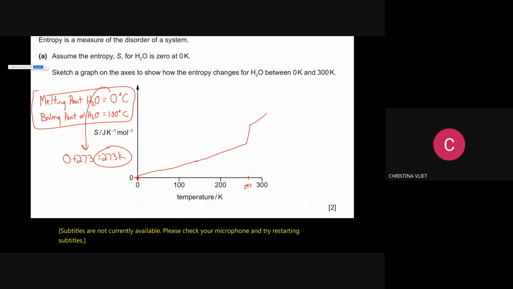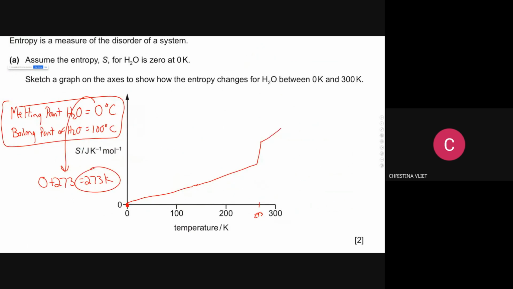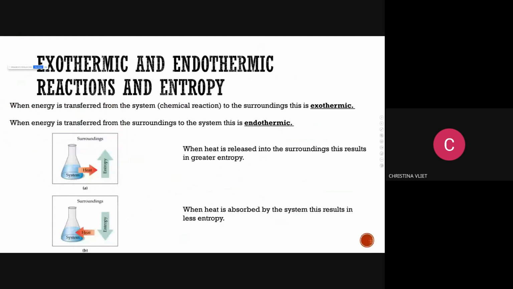You should, because there should be a big jump at the melting point. And where else would there be a big jump? At the boiling point. Now, boiling point is mentioned here, so we don't care. Just the big jump at the melting point and then continual increase from there. That's how you earn the marks here. 2 marks: 1 for recognizing that the big change happens at 273 and 1 for the general increase is how they do the marks here.